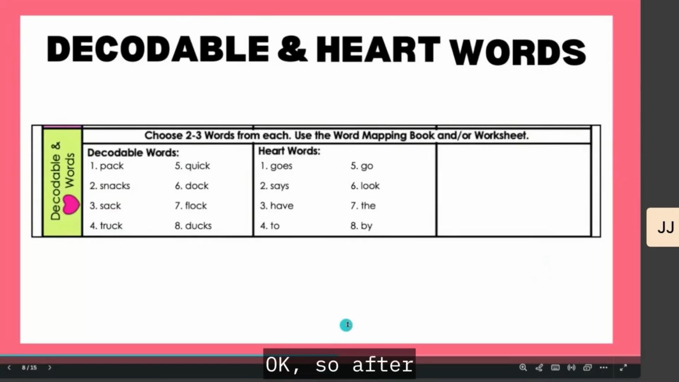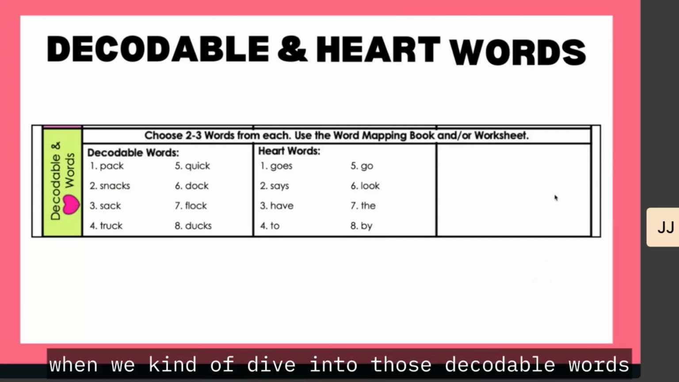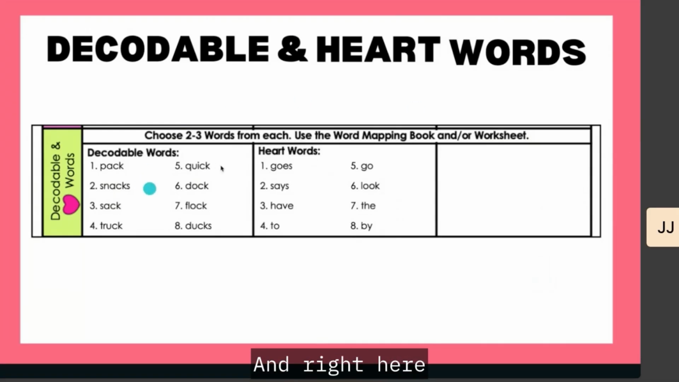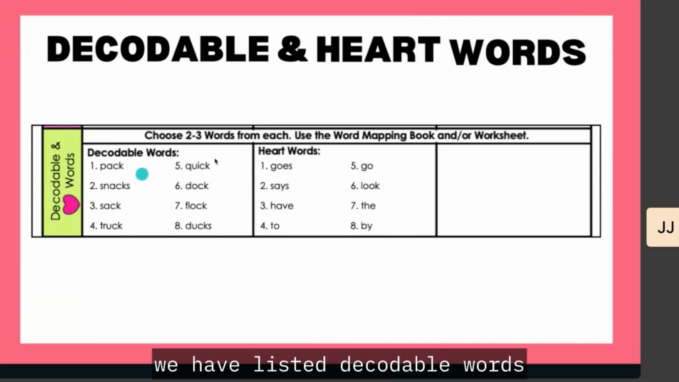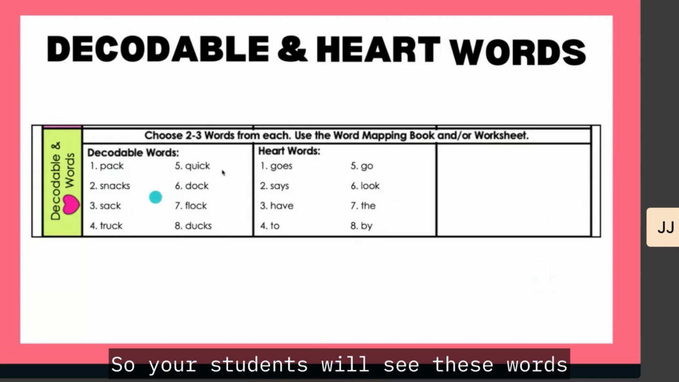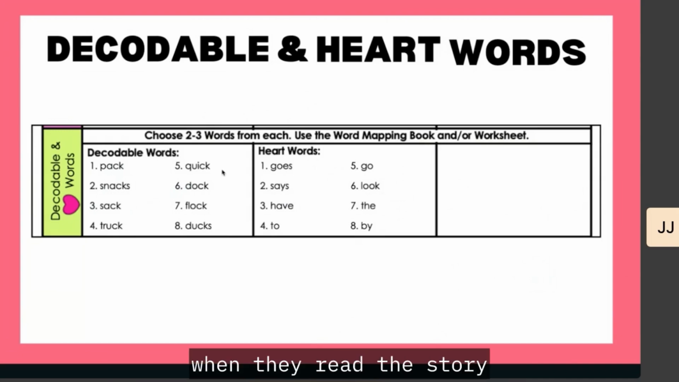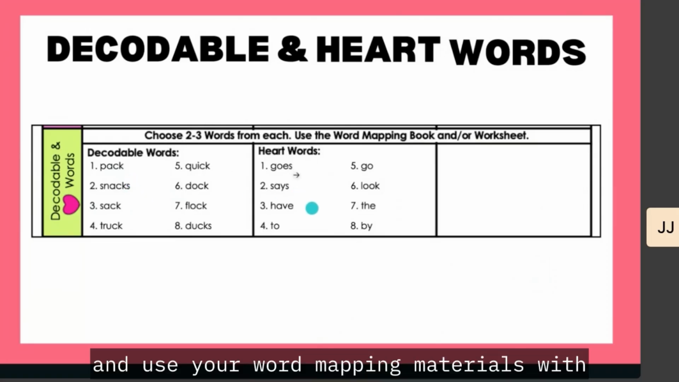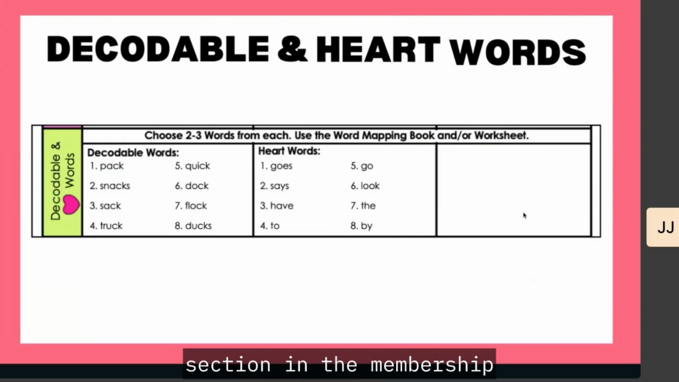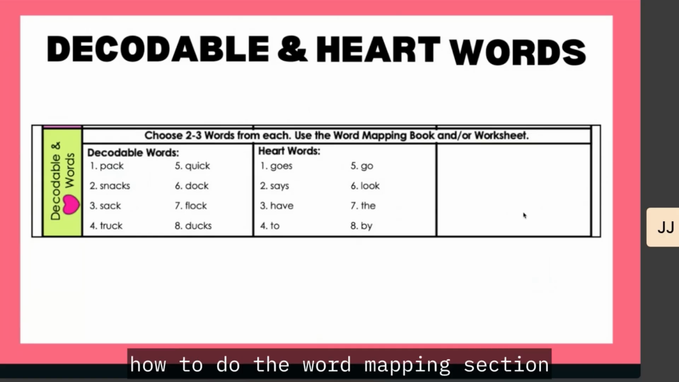Okay, so after the phonics skill, this is when we dive into those decodable words and heart words. And right here, we have listed decodable words and heart words that go along with the story. So your students will see these words when they read the story. Feel free to pick 2 or 3 from each category and use your word mapping materials with them. We do have a section in the membership that has a word mapping video, so you can watch that training to see how to do the word mapping section.